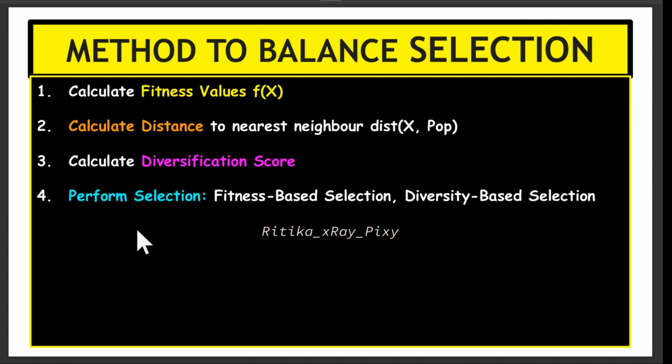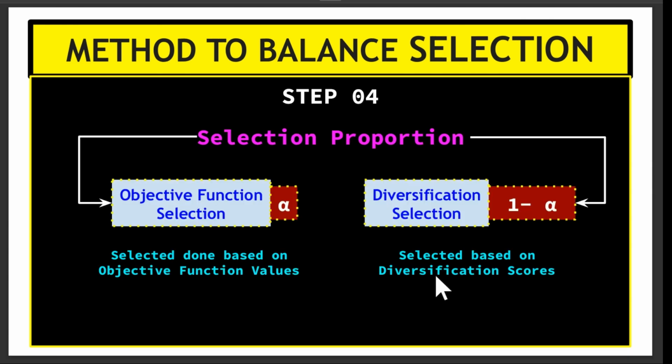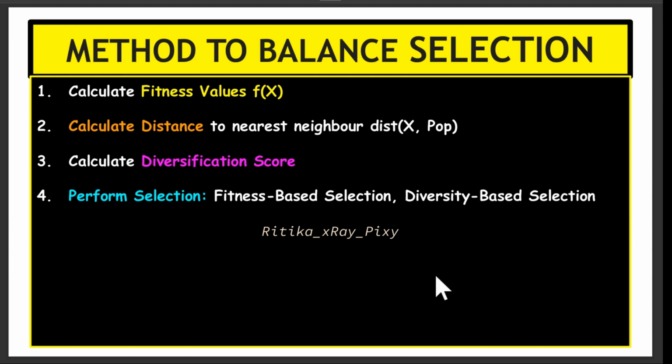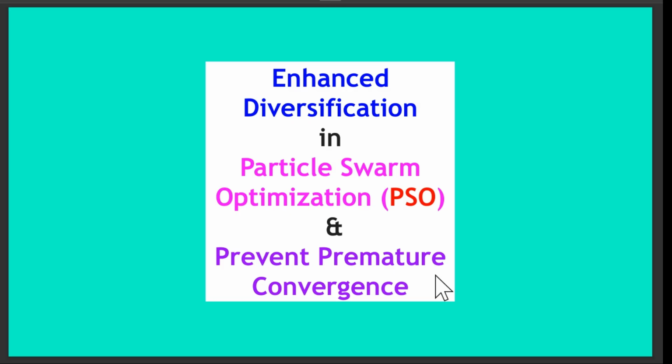So we have two types of selection: fitness-based and diversity-based. In fitness-based selection, solutions with higher fitness values are selected, and in diversity-based selection, solutions with the highest diversification score, which balances both fitness and diversity, are selected. We can use this approach because it balances between exploiting high-quality solutions and exploring diverse solutions, because it focuses on the objective function value, and at the same time it is also focusing on the diversity score. So we have a proper balance between high-quality solutions and diverse solutions.